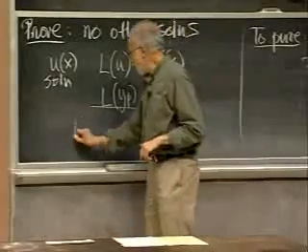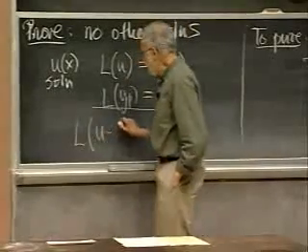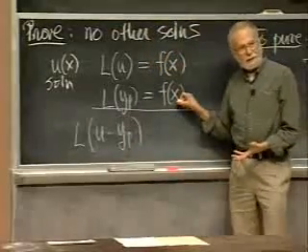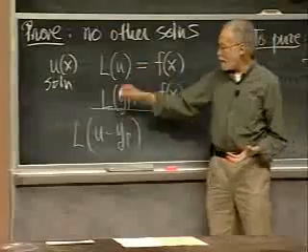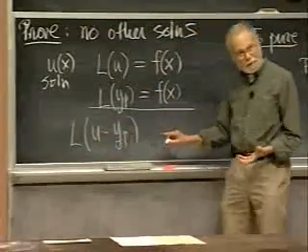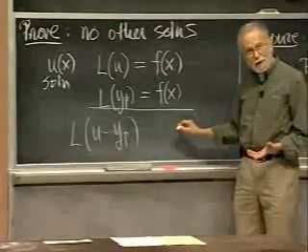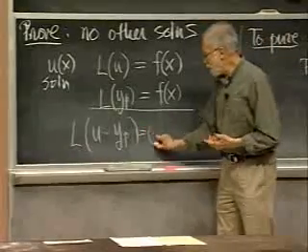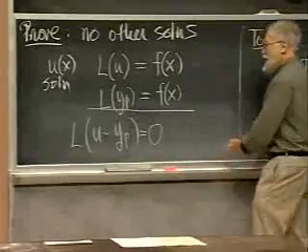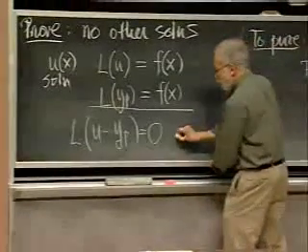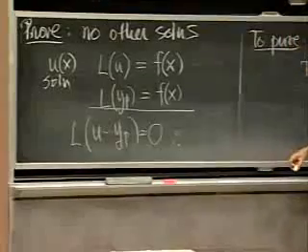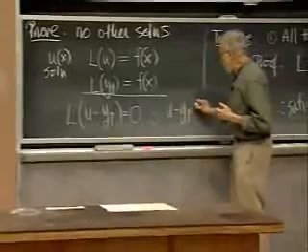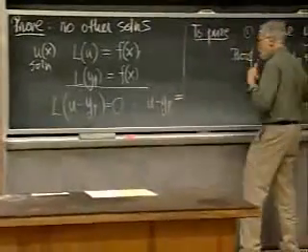What is L of u minus yp? Well, it's 0. It's 0 because this is a linear operator. This would be L of u minus L of yp. I get the answer 0 on the right-hand side. And therefore, what is the conclusion? If that's 0, it must be a solution to the homogeneous equation. Therefore, u minus yp is equal to, there must be C1 and C2.